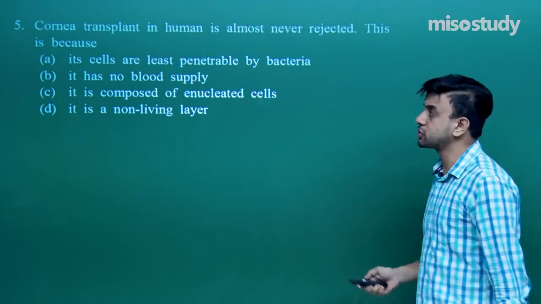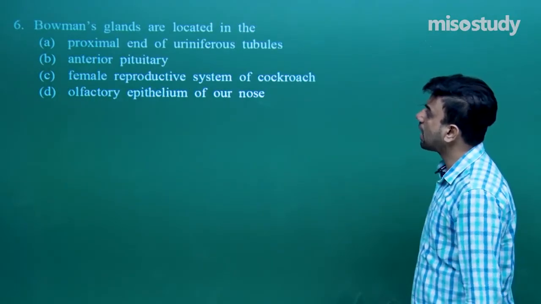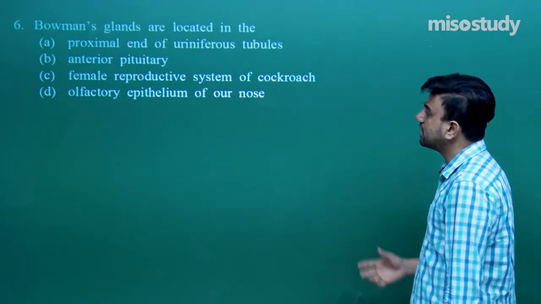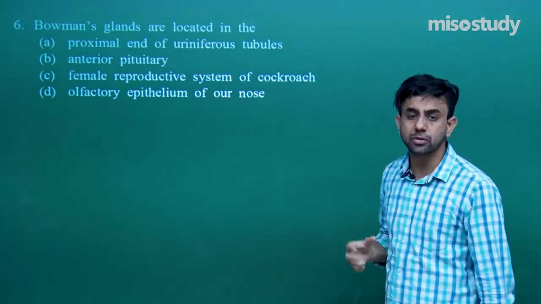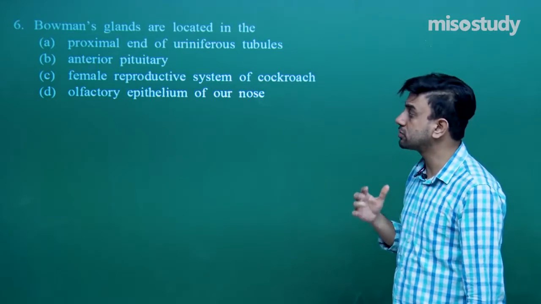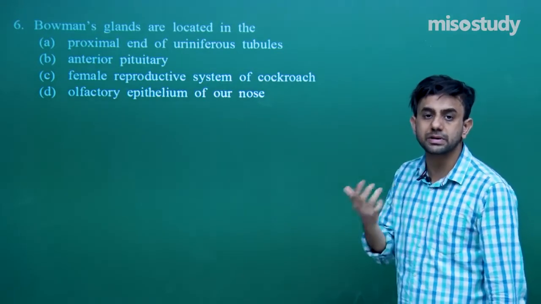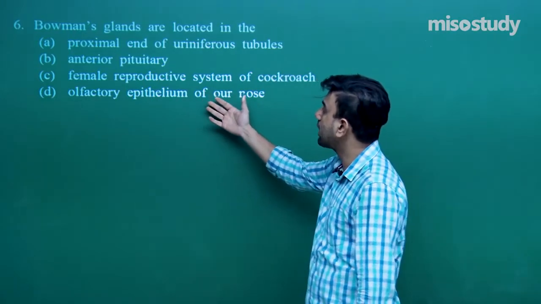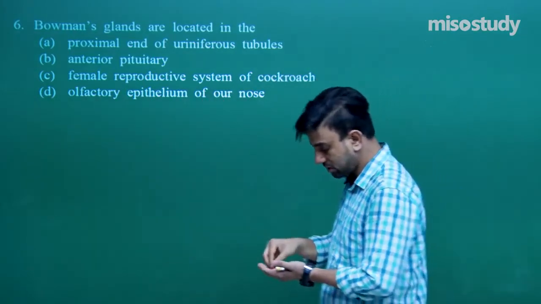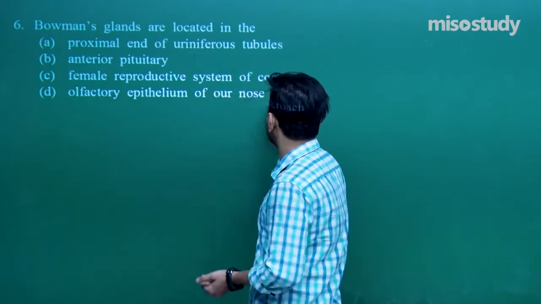Let us go to the next question. Bowman's glands are located where? Now these Bowman's glands are actually the olfactory glands which are present in the olfactory epithelium, okay, and their function is to secrete mucus to keep the respiratory epithelium moist. So the Bowman's glands are located in the olfactory epithelium of our nose. This will be the correct answer.